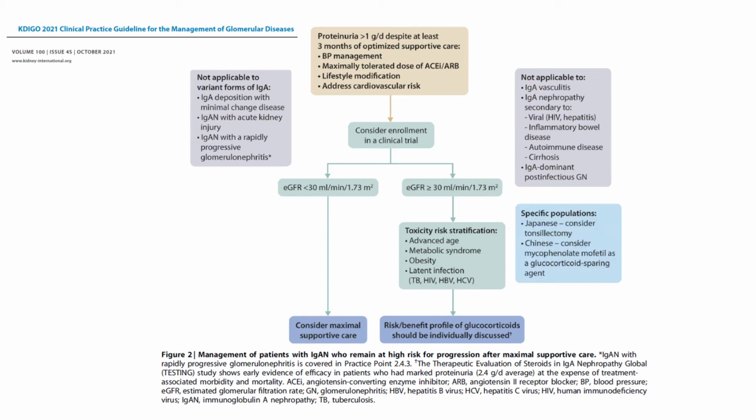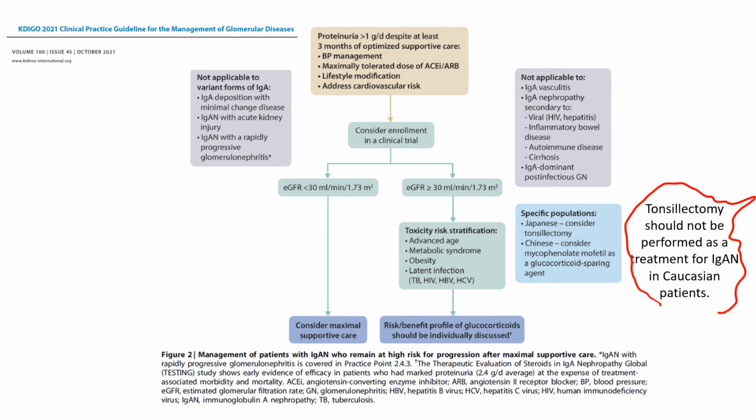Here are some specific points. We know in the past guidelines that tonsillectomy shouldn't be performed to treat IgA nephropathy, except in Japanese. In Japanese, tonsillectomy is considered, as there is good evidence that tonsillectomy has a good effect in IgA nephropathy. And also, a special situation for the Chinese: you can use MMF instead of glucocorticoids and get a good response. So MMF, mycophenolate mofetil, can be used as a glucocorticoid sparing agent.